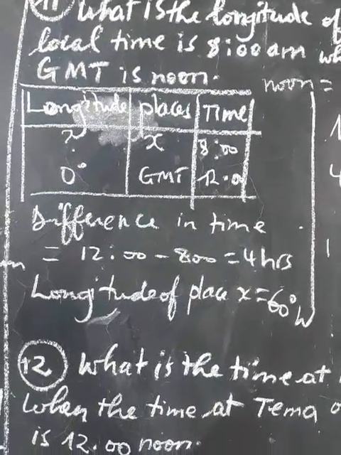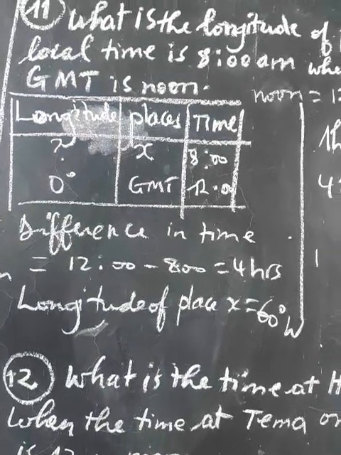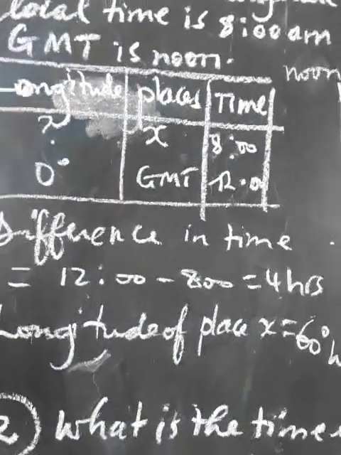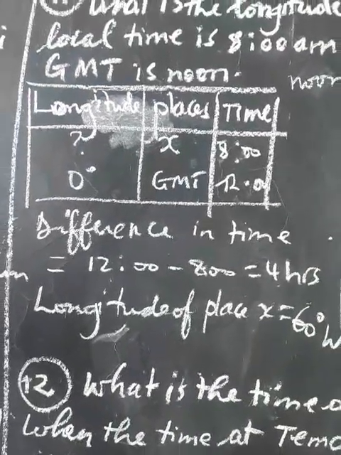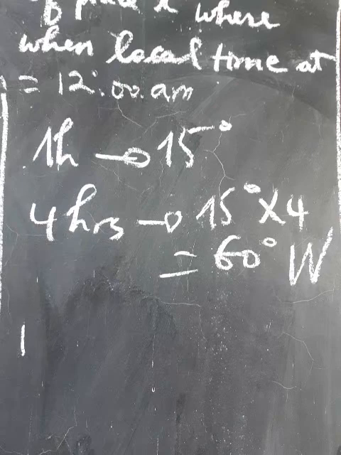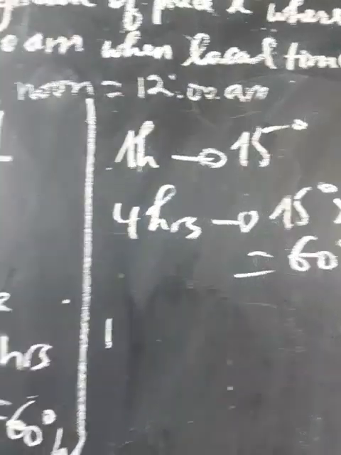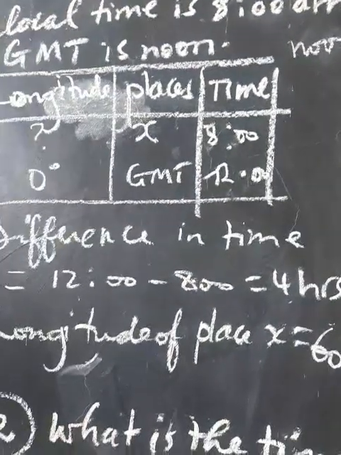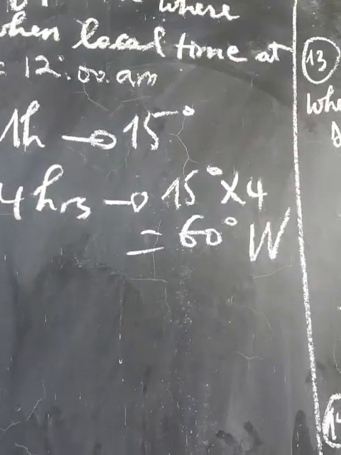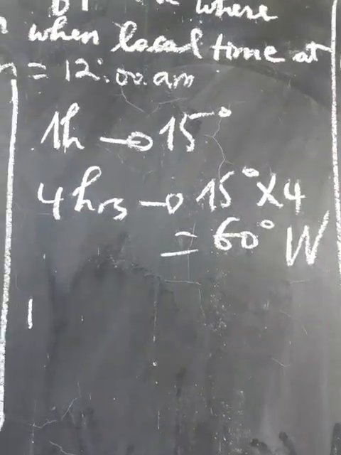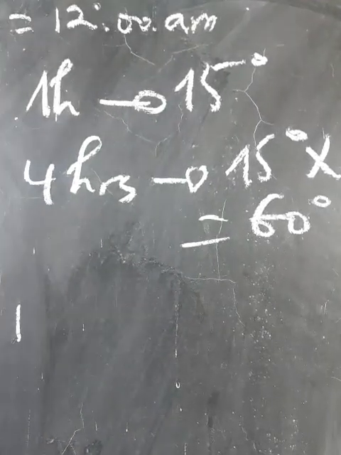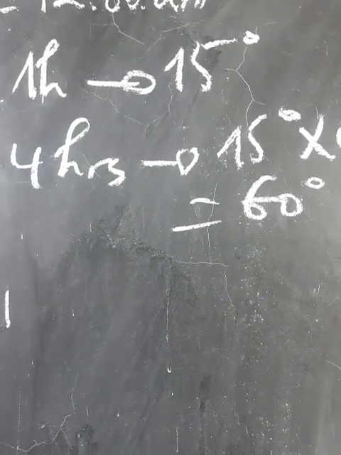So how do we find this? We first look at the difference in time. We take 12 minus 8, and then you get 4 hours. And then we come here and say, if 1 hour is equal to 15 degree, what about the 4 hours calculated here? 4 hours will be equal to 15 degree times 4, which is equal to 60 degree. And for this 60 degree, we are going to put the direction, whether it is west or east.